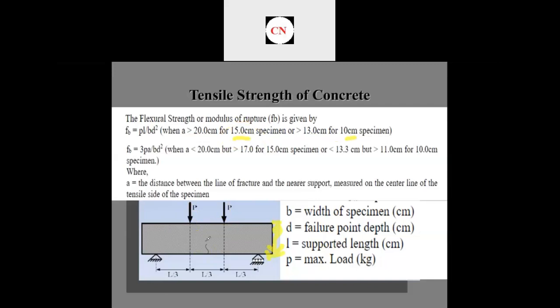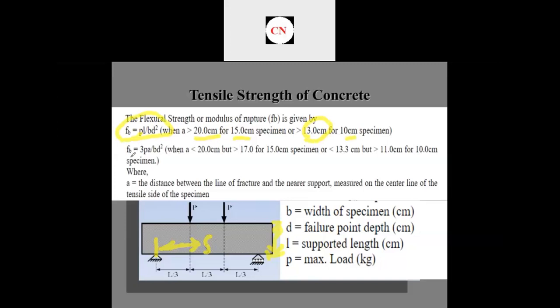Now suppose A, that is the crack distance from the nearest support, is greater than 20 centimeter, or the crack distance from the nearest support is greater than 13 centimeter for a 10 centimeter specimen, then we need to use this particular formula, that is FB is equal to PL divided by BD square.